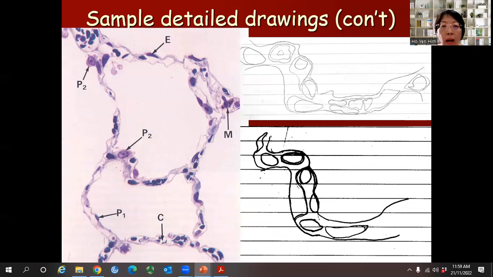Okay, so I'll stop here today. You have learned about the structure of the alveolus.